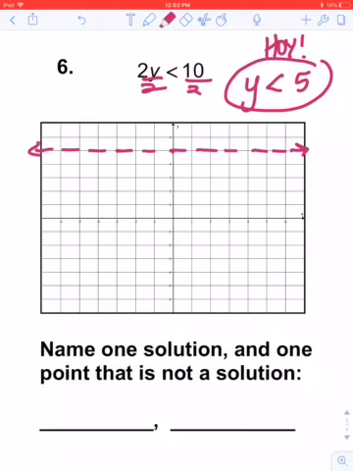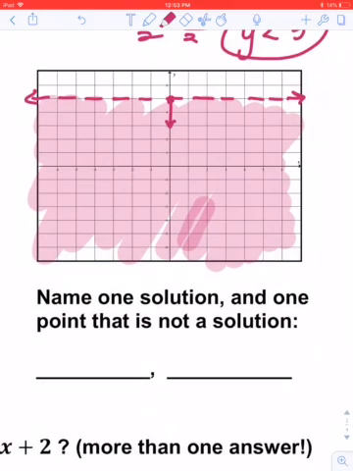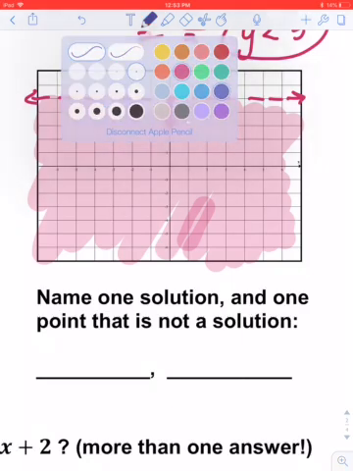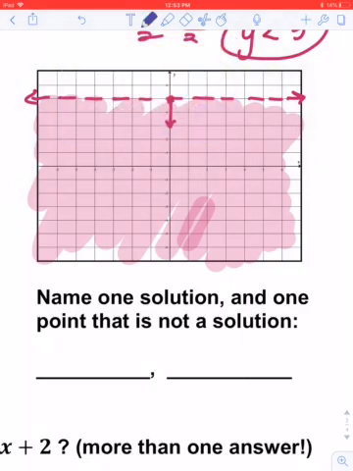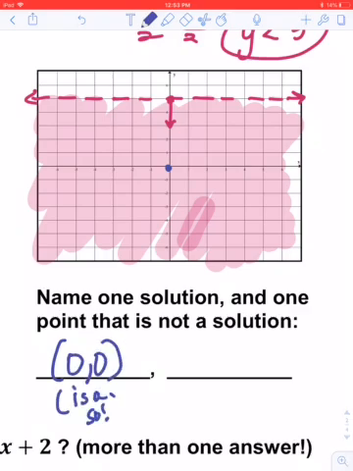And when I shade, it's very clear. I'm looking at the y here, and I'm less than. It's just down. It's not right and left at all. We're just shading down. So name 1 point that is a solution and 1 point that is not. So I'm going to say the one that is the origin, just for fun. (0, 0) is a solution.